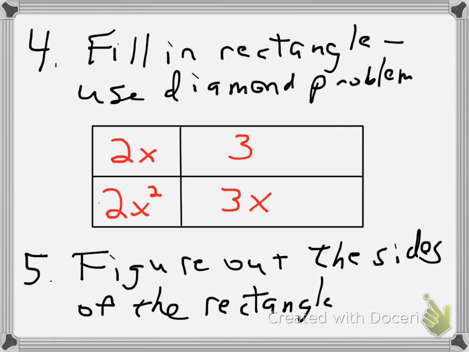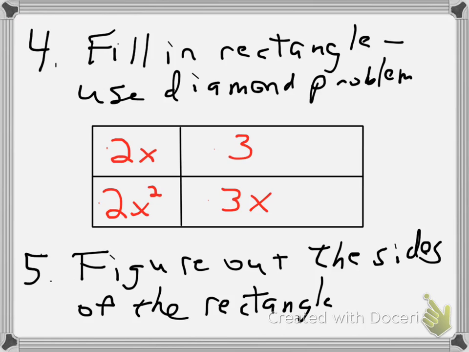We have a 2x squared, we have 2x and 3x, which makes 5x, and then we have a plus 3. Now we're going to work backwards and figure out what the outsides of the rectangle are. And so that's step 5, figure out the outsides.